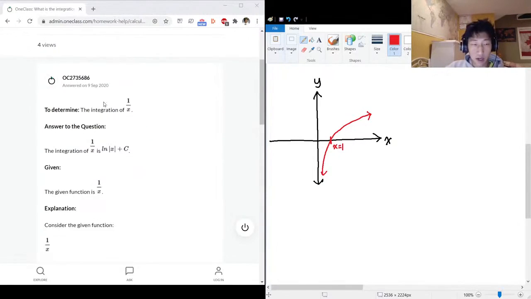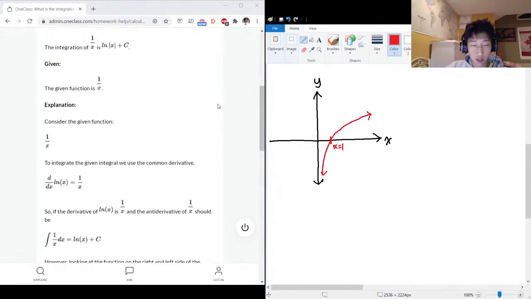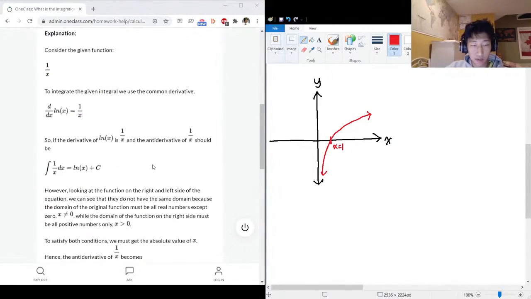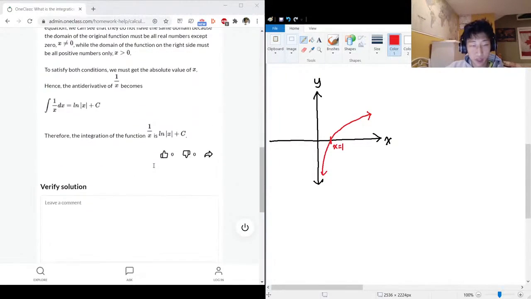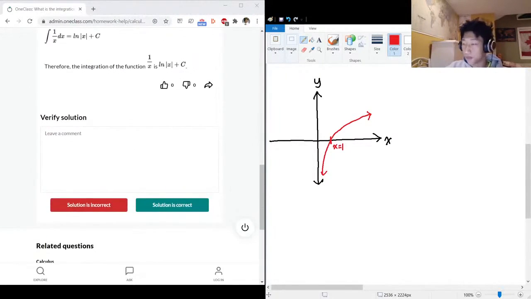So in our answer that we have here on OneNote, it's all looking that way. We do have the right answer, and we can verify the solution. So that's looking great. Let's leave a comment there.